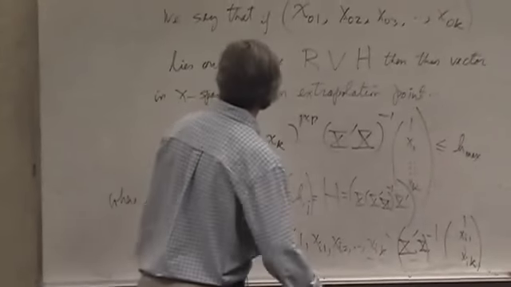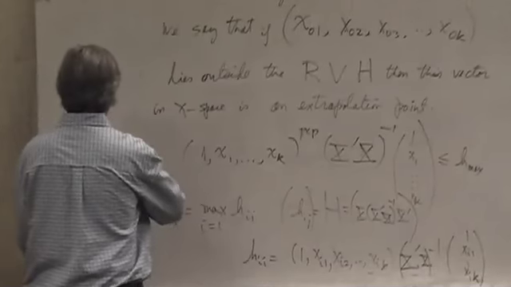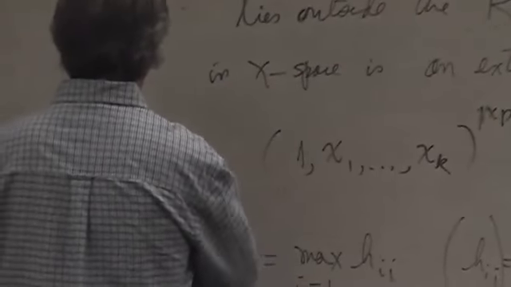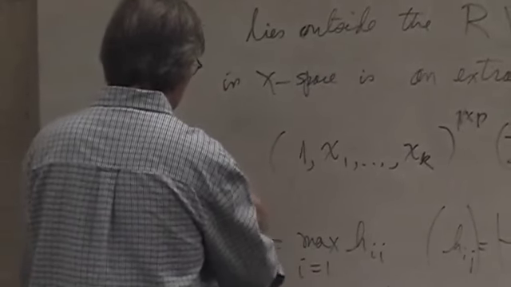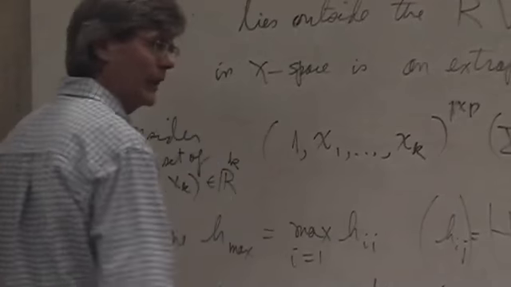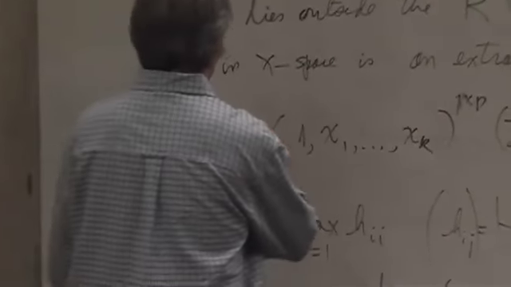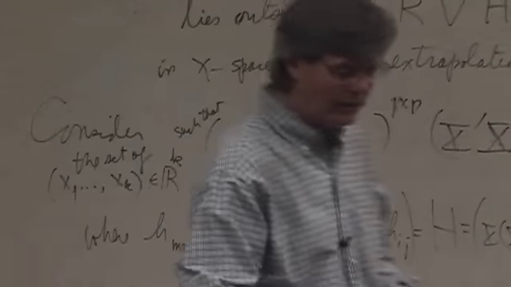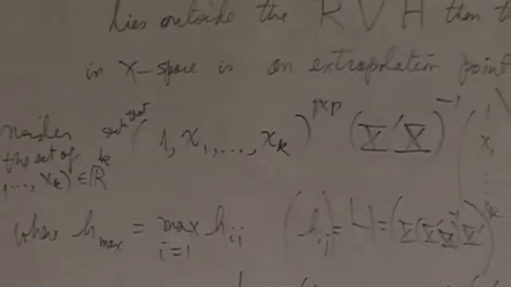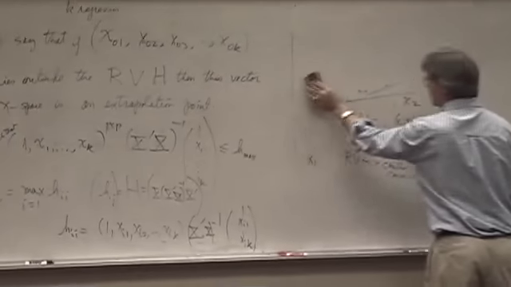Okay. Let's see. Consider this. The set of x1 through xk. I have to put the 1 there, but I'm only considering the set of x1 through xk in R^k, in regressor space, X space, such that, okay, then this inequality defines an ellipse that contains the regressor variable hull.